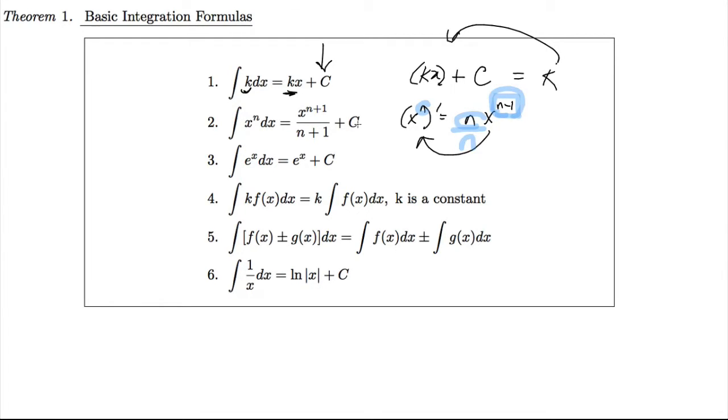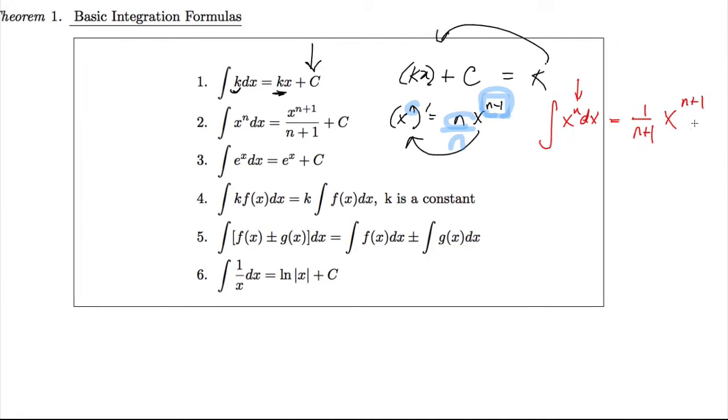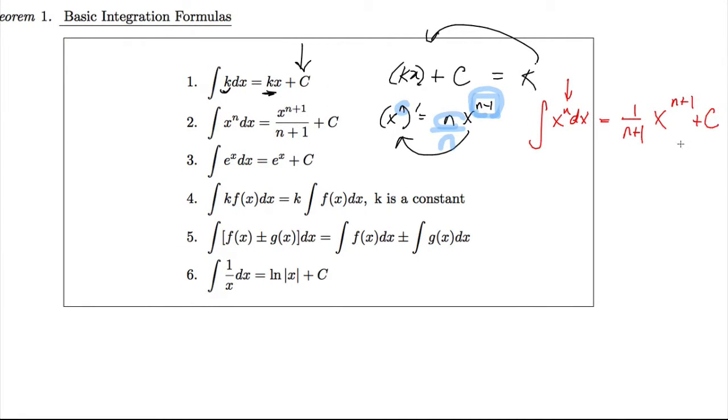So the antiderivative of x to the power of n is: you increase the power by 1, and then you multiply by the reciprocal of the new power. That's exactly what we did here to get back to x to the power of n. Of course, you need a constant again, because if you differentiate any constant, it's always 0. So this is a really important one.